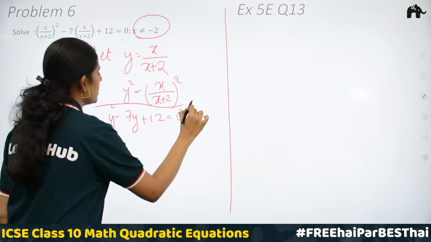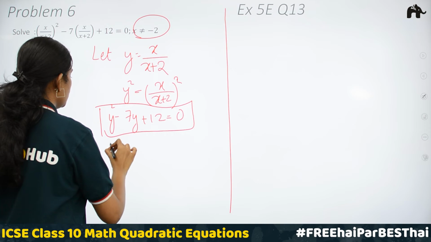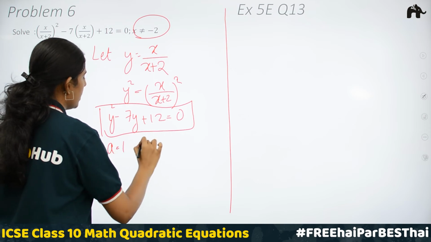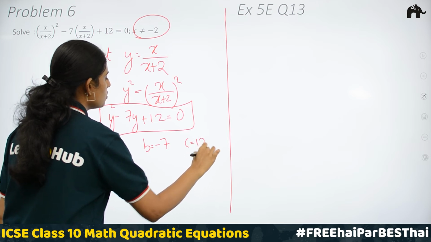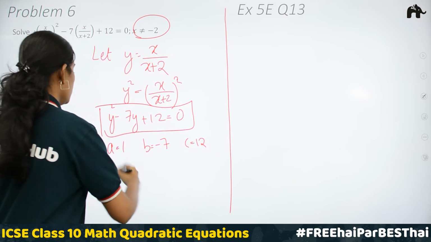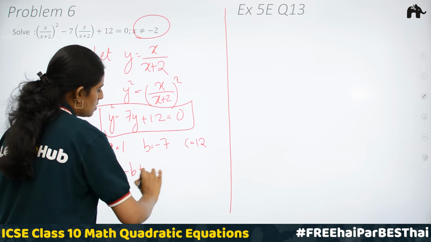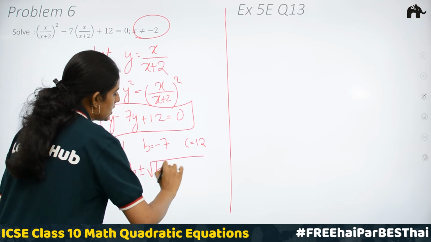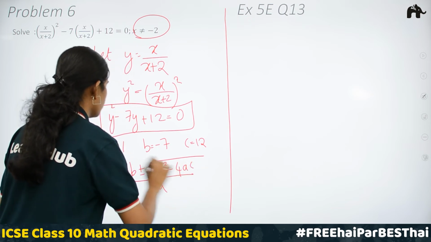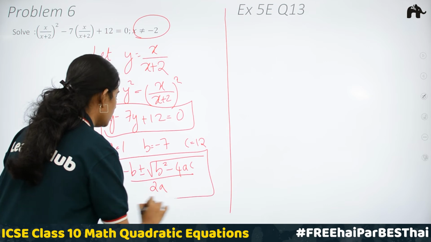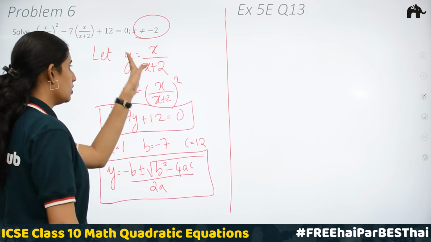We got the quadratic equation. Now, we can easily solve this equation. Here we have a is equal to 1, b is equal to minus 7 and c is equal to 12. Use the quadratic formula: y is equal to minus b plus or minus root of b square minus 4ac divided by 2a. Using this, we can find the value of y and then substitute for y to find the value of x.